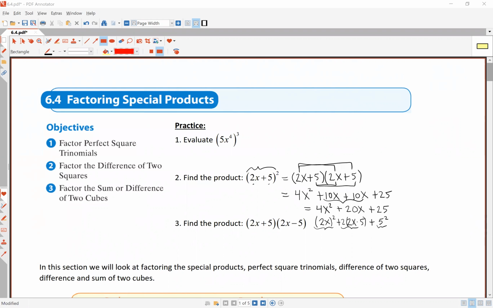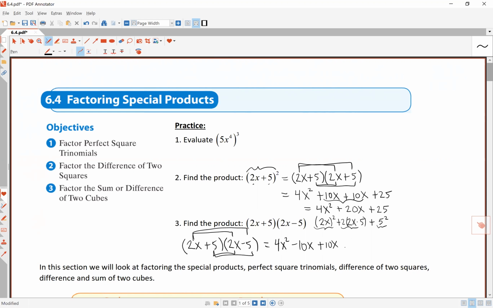To help us recognize that, we start off with practice problem 3, which says the sum of two terms times the difference of the same two terms. When we multiply the sum of two terms times the difference of the same two terms, we get 4x squared minus 10x plus 10x and minus 25.